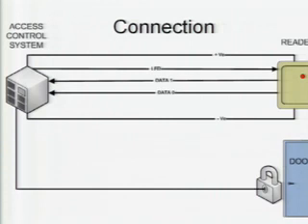Generally these readers, this is a classic example of how a reader is connected. You've got positive and negative to power the reader up. You've got an LED line that comes from the access control system to say, yep, they're allowed. And you've got your data 1 and data 0 Wiegand data lines coming from the reader.